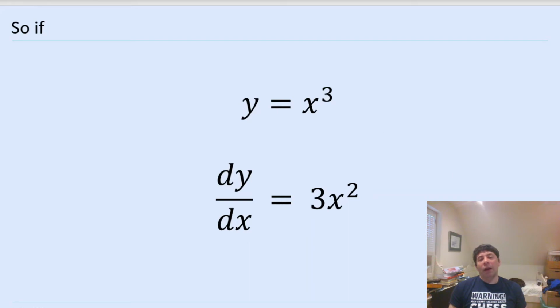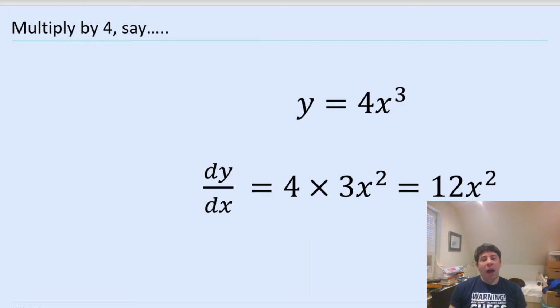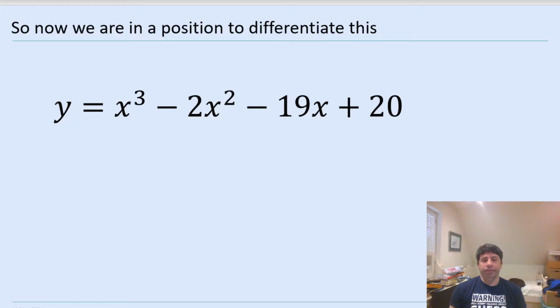So if y equals x cubed, then dy by dx equals 3x squared. And if we multiplied by 4, so let's say y equals 4x cubed, then dy by dx would just be 4 times 3, 12x squared. So everything would just be 4 times bigger. Now, you can prove this from first principles, but it is true. So now we can say differentiate this. Based on this session and the previous calculus session, which you can see in the playlist if you're interested.